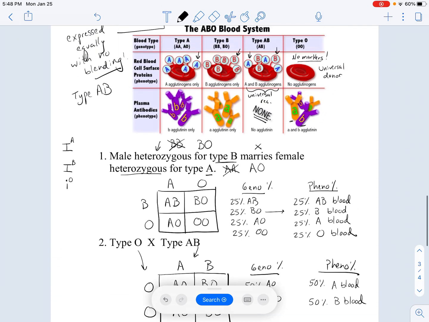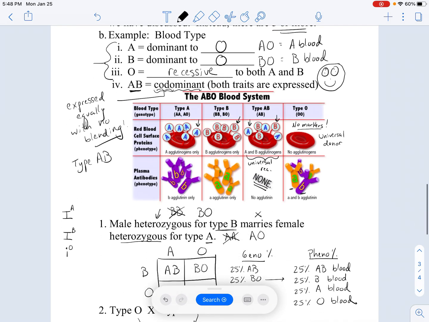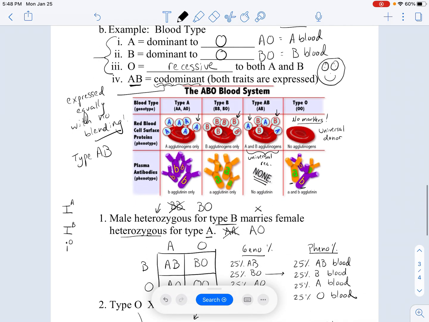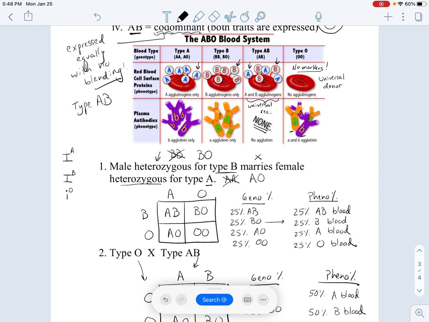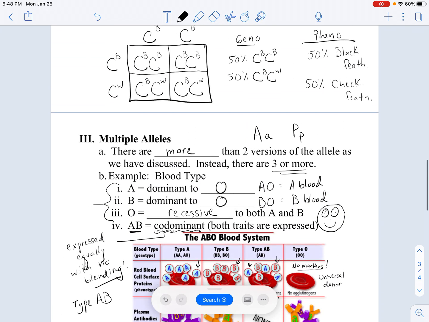So again, this is an example of multiple alleles with a little dash of codominance. Multiple alleles are where you've got more than 2 versions of the allele, 3 or more, and you can still only inherit 2 of the different types because you're still just getting one of the versions from mom and one of the versions from dad. But more than 2 versions exist in nature. And that's it.